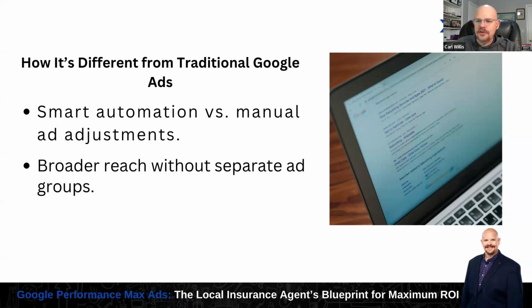And then instead of setting up different ad types manually, Google is going to automate the process, which is going to allow you to focus on running your agency, not managing ad accounts. And so what this does is it allows you to have broader reach without having so many separate ad groups to manage, maintain, optimize, and run.